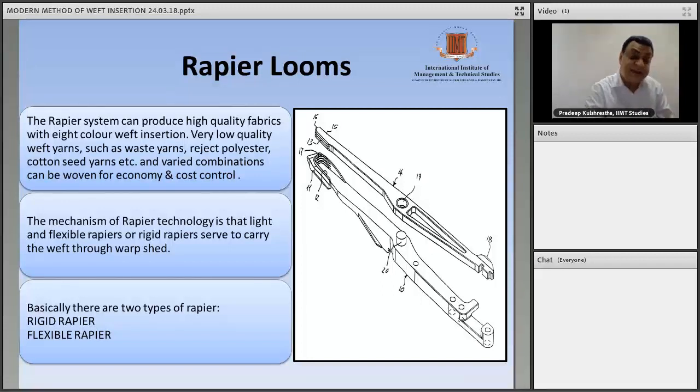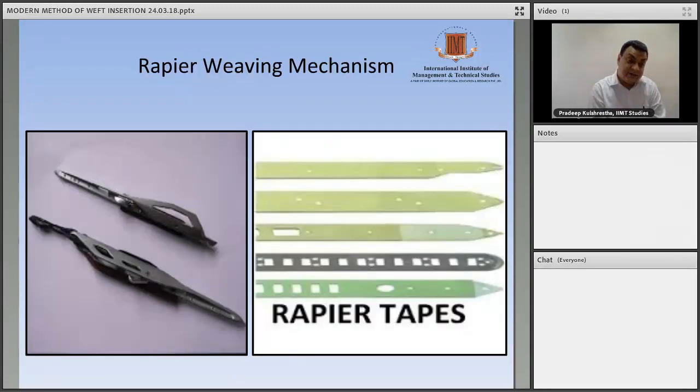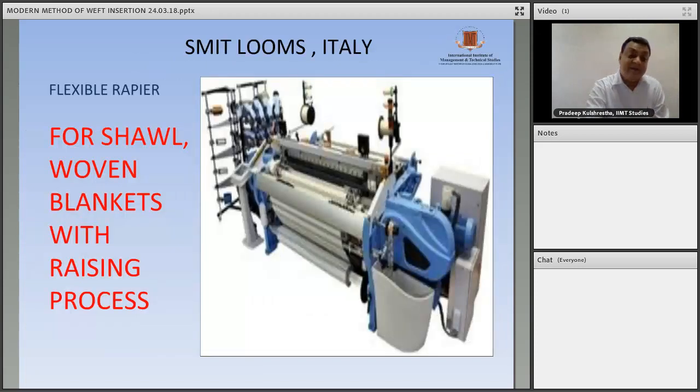So selection of machine depends upon what fabric we want to make. Some fabrics are accommodated on flexible as well as rigid Rapier looms as per demand of the market. These are more versatile machines. These are the Rapier tapes which operate the Rapier, and these are the Rapiers which I told you.